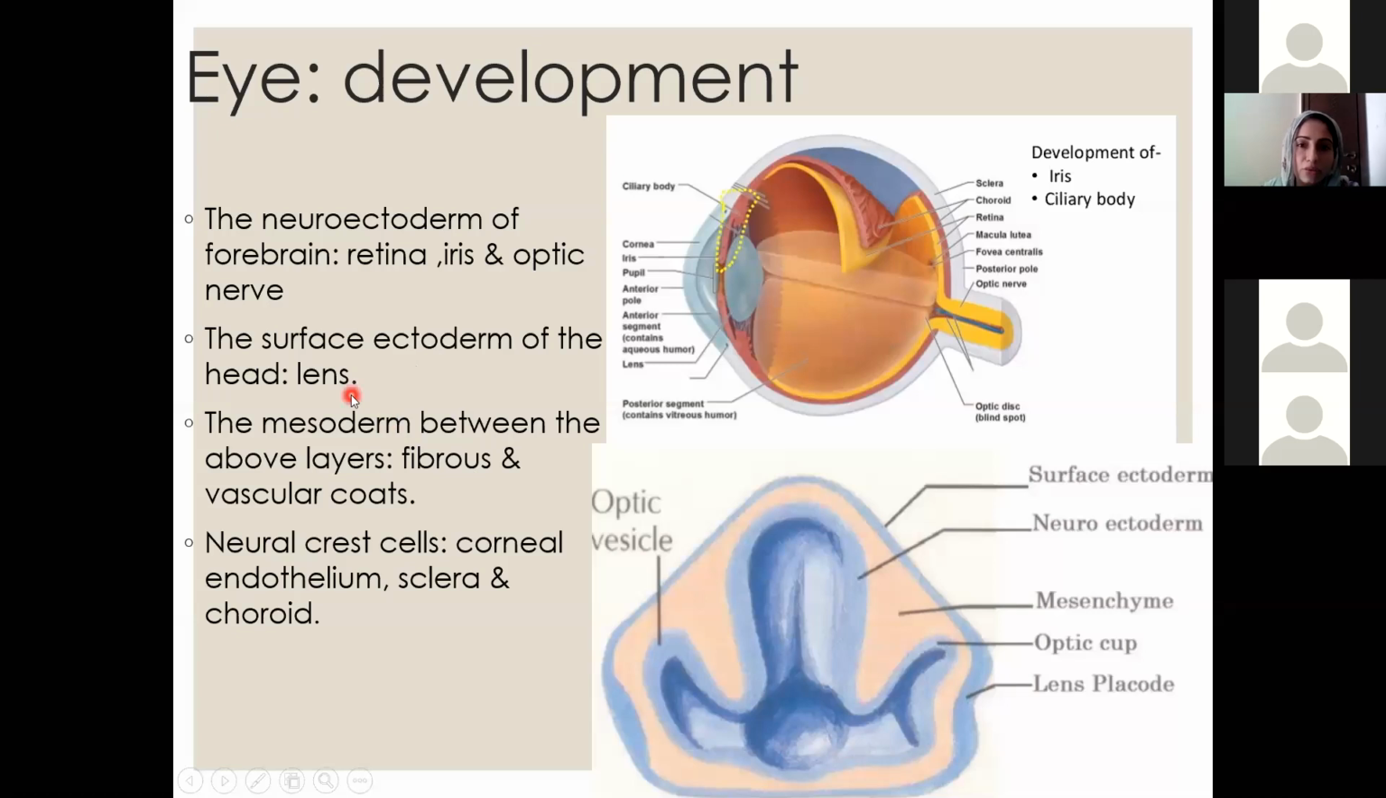The surface ectoderm will give rise to the lens. So the eye is not a single structure. It is derived from different parts. The mesoderm or the mesenchyme will give rise to the fibrous and the vascular layer, and there is part taken by the neural crest cells as well. You know very well that the musculature of the head and neck is also formed by the neural crest cells.